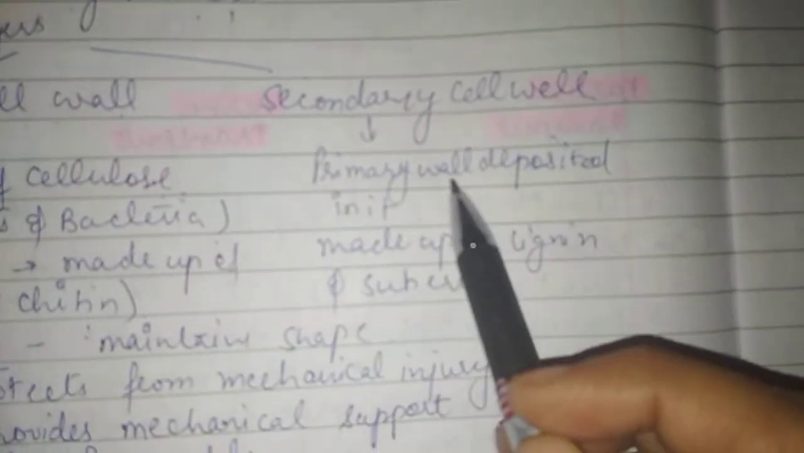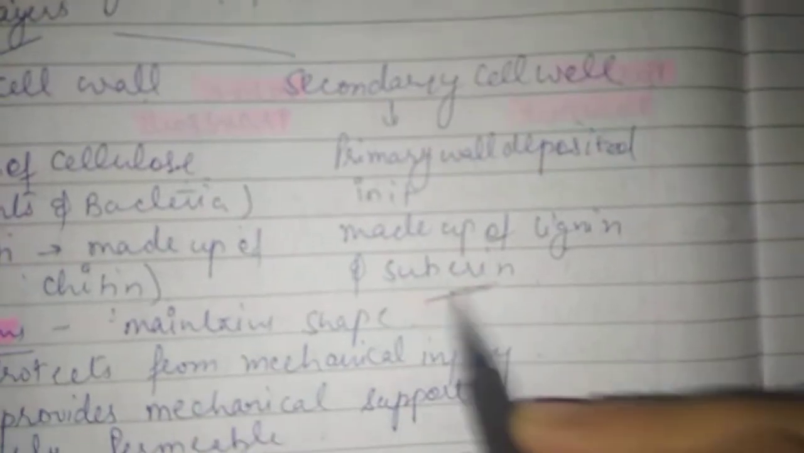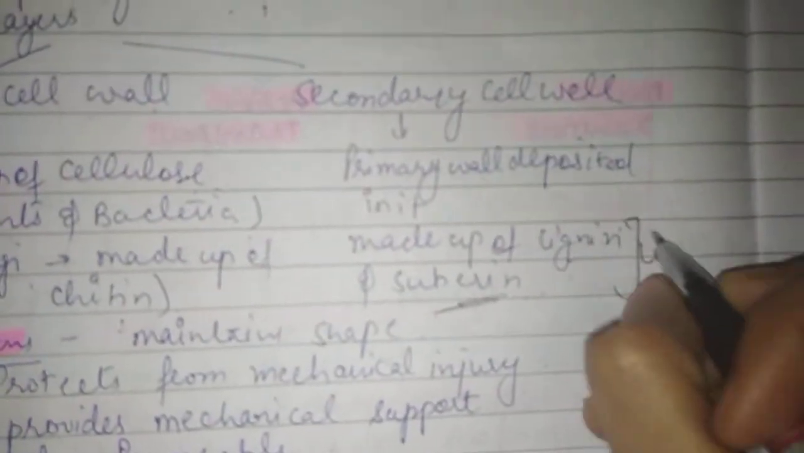These are the 1 mark questions. And second one is the secondary cell wall. The secondary cell wall is where there is a deposition on the primary cell wall. So this is the secondary cell wall. They are made up of lignin and suberin. These are kinds of lipids.